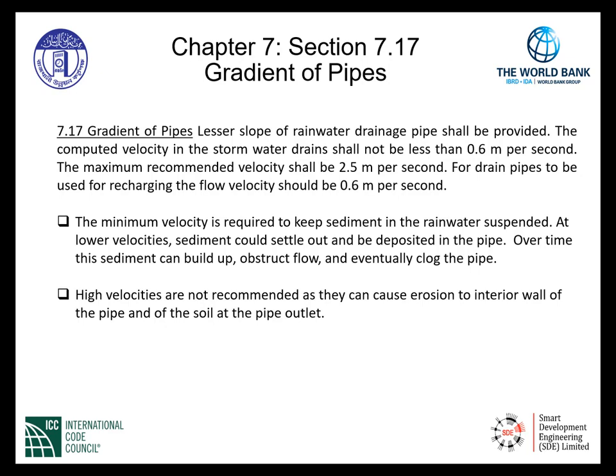The minimum velocity is required to keep sediment in the rainwater suspended. At lower velocities, sediment could settle out and be deposited in the pipe. Over time, this sediment can build up, obstruct the flow, and eventually clog the pipe completely. High velocities are not recommended as they can cause erosion to the interior wall of the pipe and of the soil at the pipe outlet.